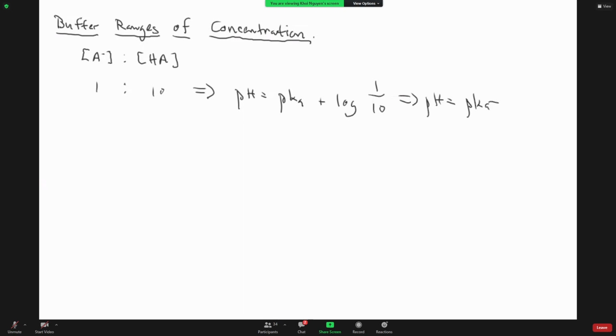Someone had a question: can you do pOH is equal to pKb plus log of conjugate acid over base? You can, but typically you always start with an acid and you're adding base to the system.